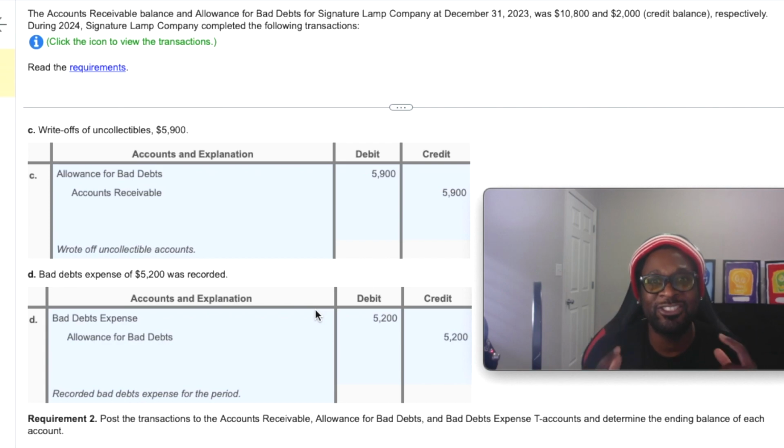So there you have it. A quick introductory problem that sets the tone of how to account for uncollectibles under the allowance method. In future videos, we are going to investigate how to properly make those estimates under percentage of sales or percentage of receivables.